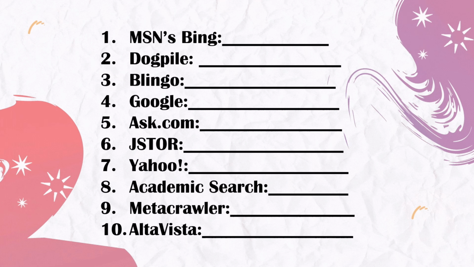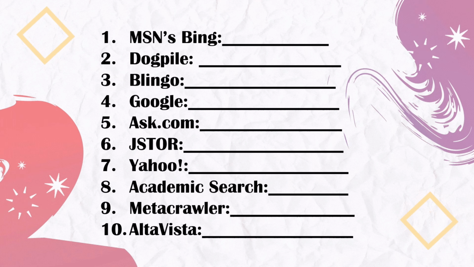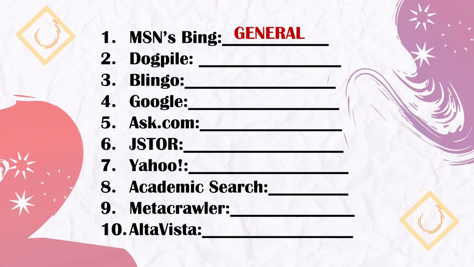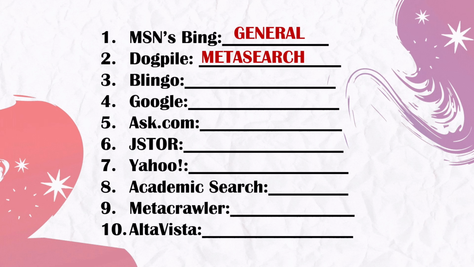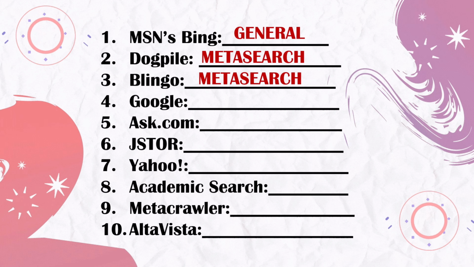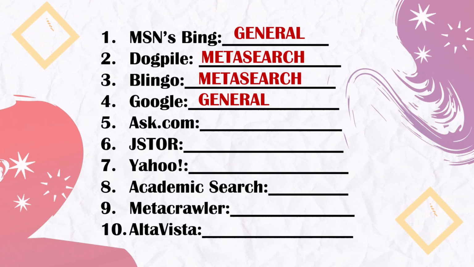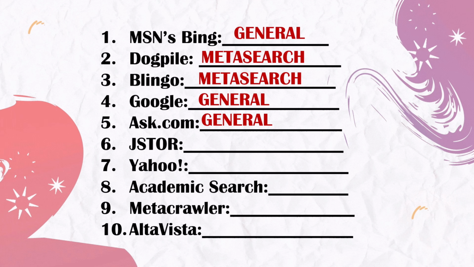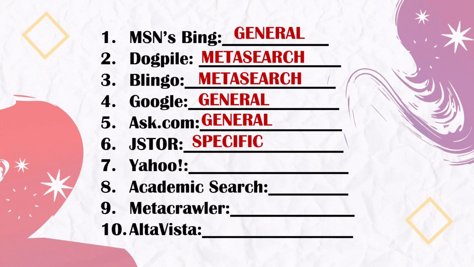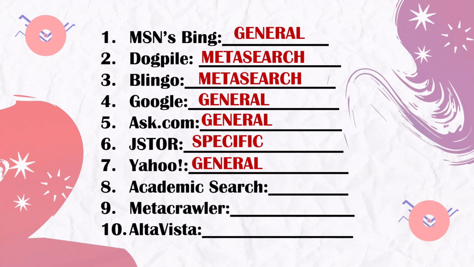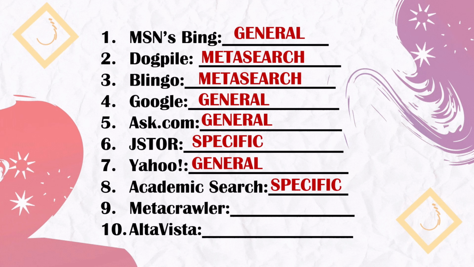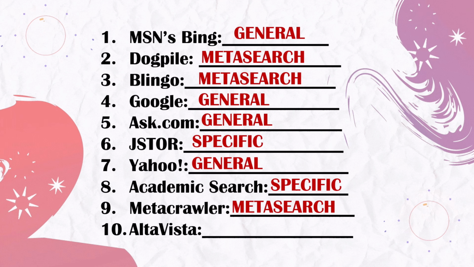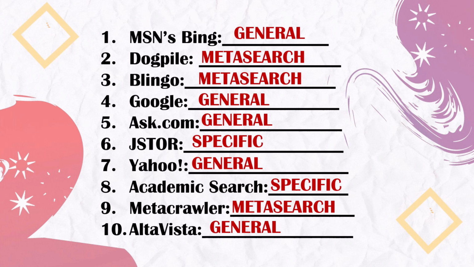Now it's time to check your answers. For number 1, MSN's Bing is general. Number 2, Dogpile, meta search. Blingo, meta search. Google, general. Ask.com, general. JSTOR, specific. Yahoo, general. Academic search, specific. Metacrawler, meta search. Alta Vista, general.